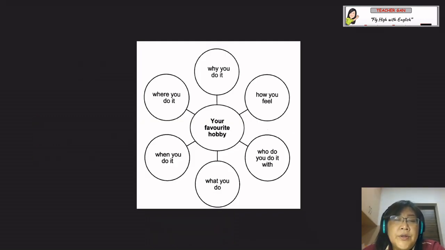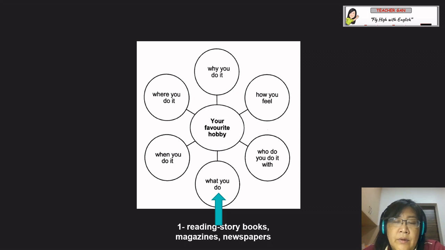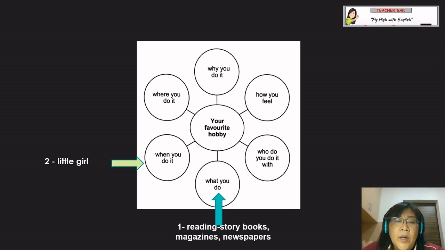Let's look at the question again, or the mind map. So you have your favorite hobby, and then the first one, what you like. So you can write reading. Reading is your hobby. So you have storybooks, you have magazines, and also you have newspapers. And then let's look at number 2. When do you do it? When do you do your reading hobby? So maybe you can say when you were a little girl or at a certain age.